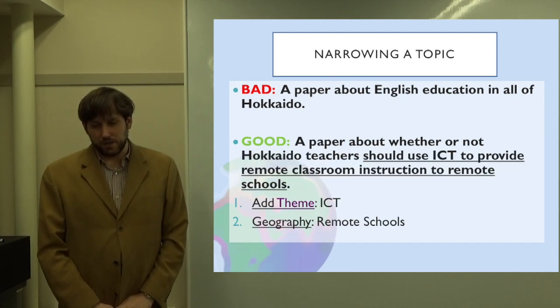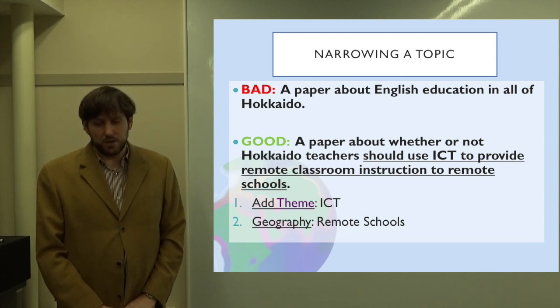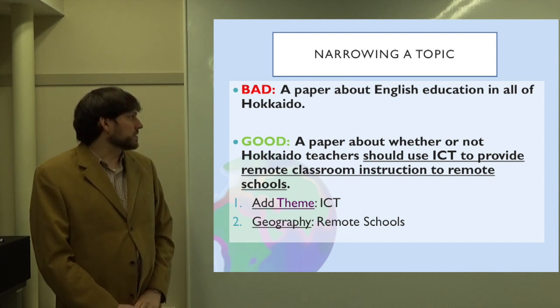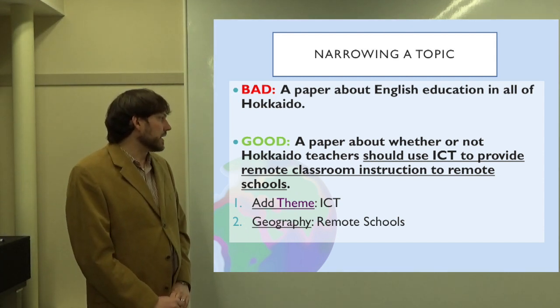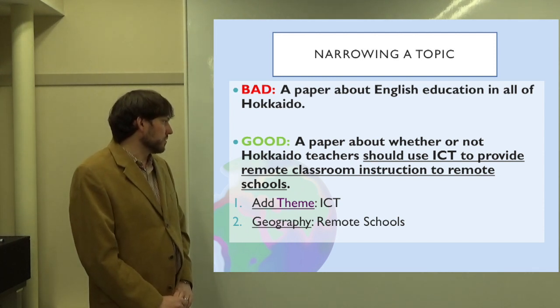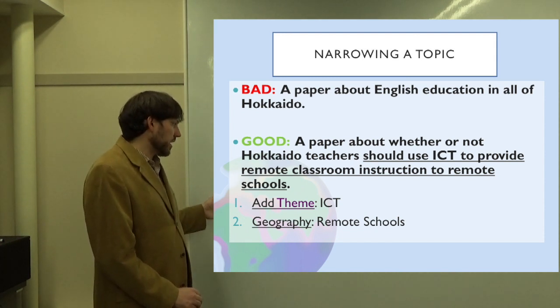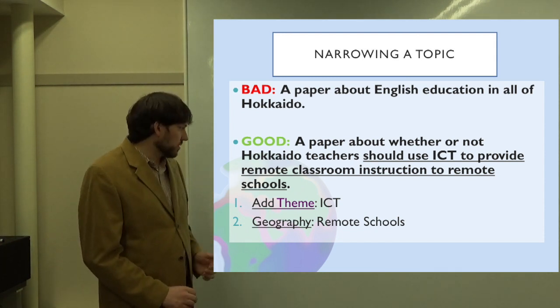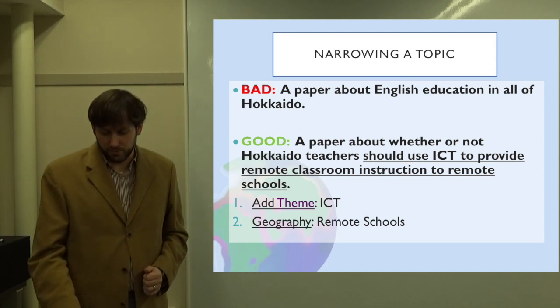Again, bad, a paper about English education in all of Hokkaido. This would be bad. Instead, we can narrow this by saying something like this, a paper about whether or not Hokkaido teachers should use ICT to provide remote classroom instruction to remote schools. Here we've added a theme in ICT, and we have used geography to restrict ourselves to remote schools. So we've used two concepts to make things smaller for ourselves.